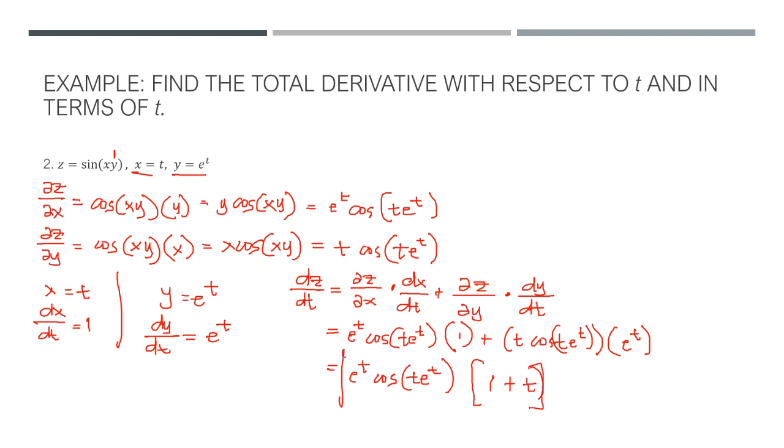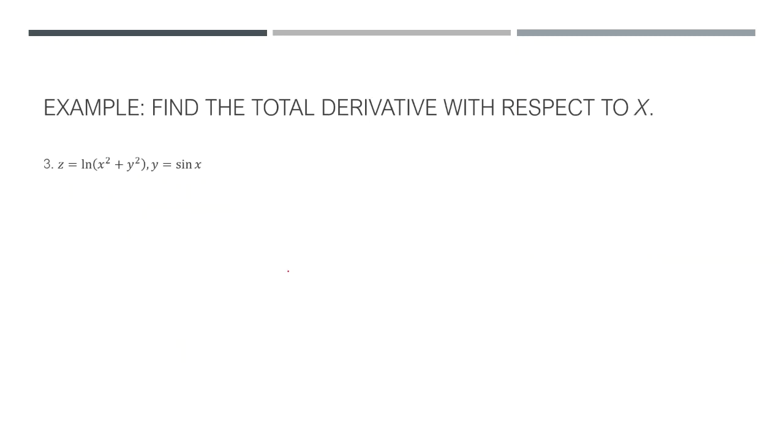So this is now our final answer. So we have here our third example, which is to find the total derivative with respect to x. For this one, since it does not say "in terms of" something, meaning to say we need to replace our final answer with the original value of our given.